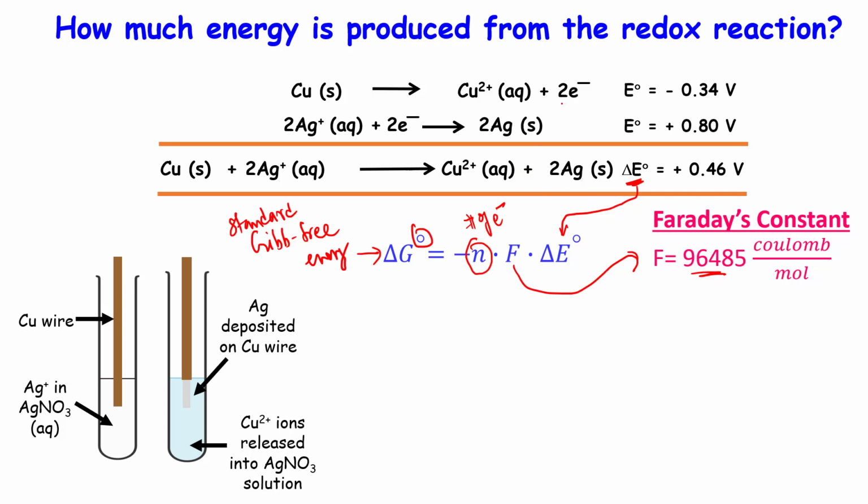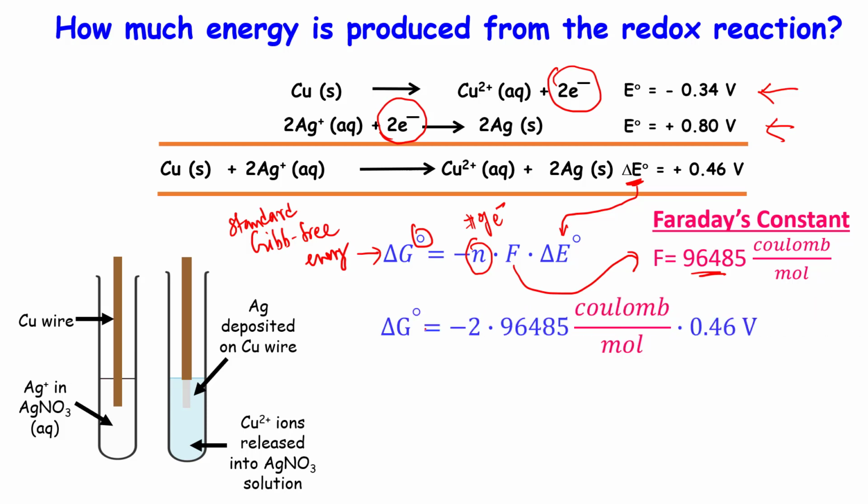If you remember, when I showed you the two half reactions before, you see that the copper half reaction involves 2 electrons. And we see that the balanced silver reaction also involves 2 electrons. So that tells you that the N value is going to be equal to 2. The F value is equal to 96,485, and the delta E naught value is 0.46. You put them all together, and you get this equation, and you just multiply them all together.